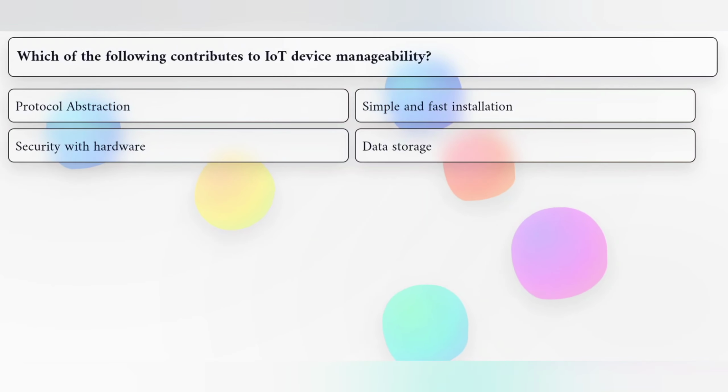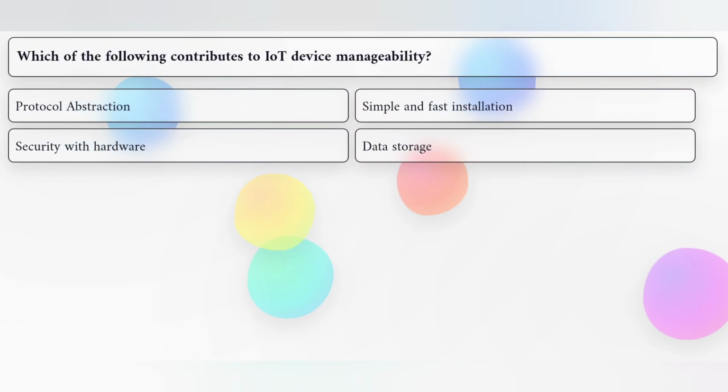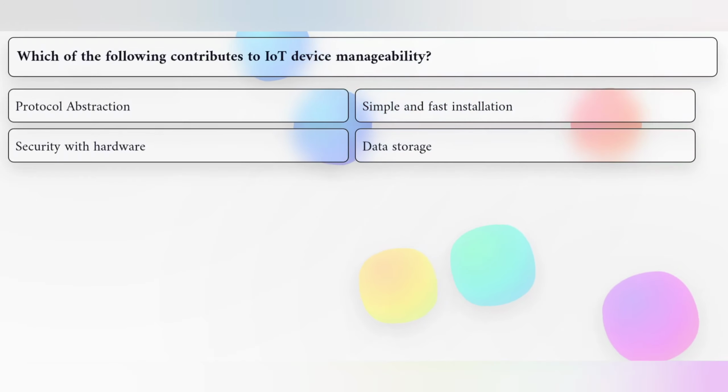Which of the following contributes to IoT device manageability? Protocol abstraction, simple and fast installation, security with hardware, data storage.